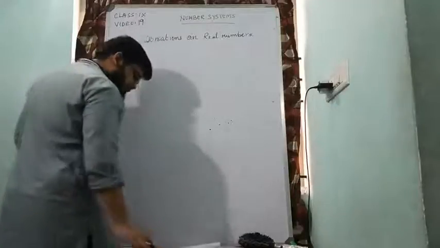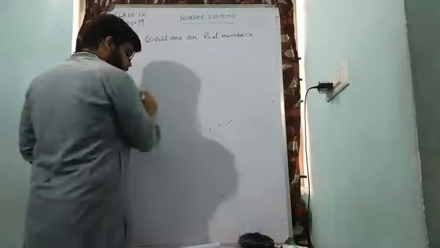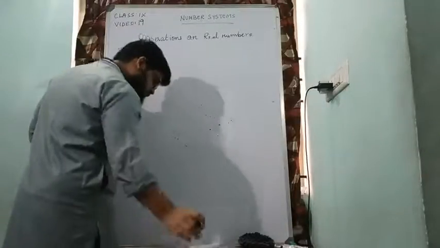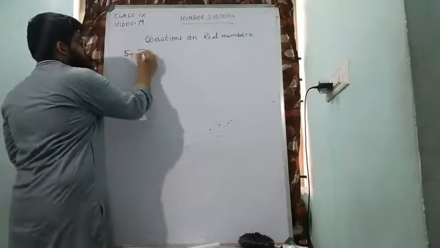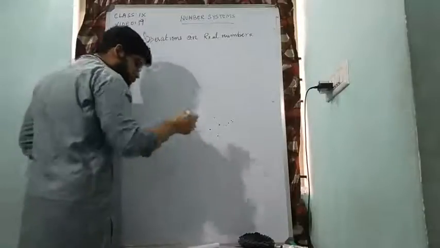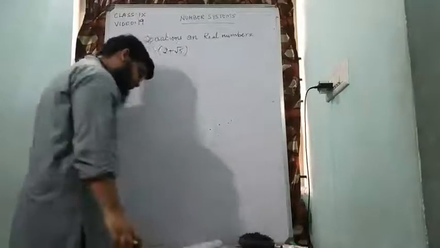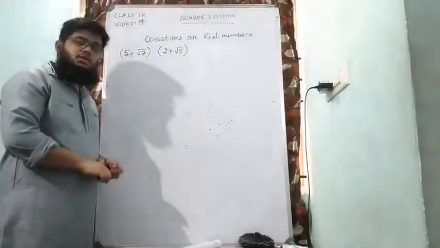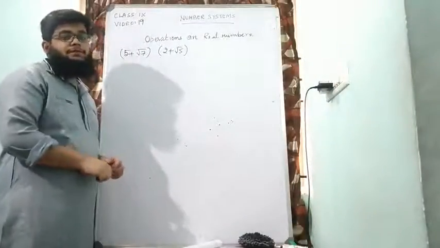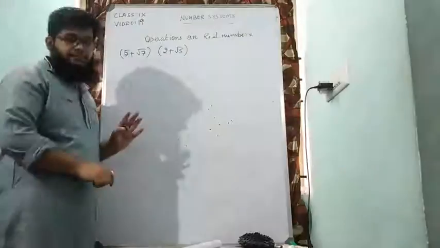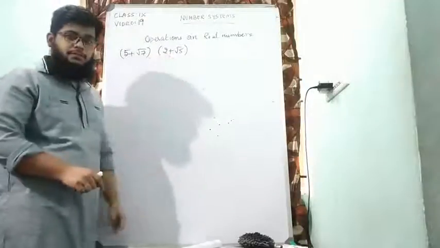5 plus root 7 into 2 plus root 5. Okay, so which identity do you think we can use here? We can make use of the identity number 5, where we have all the 4 different terms.